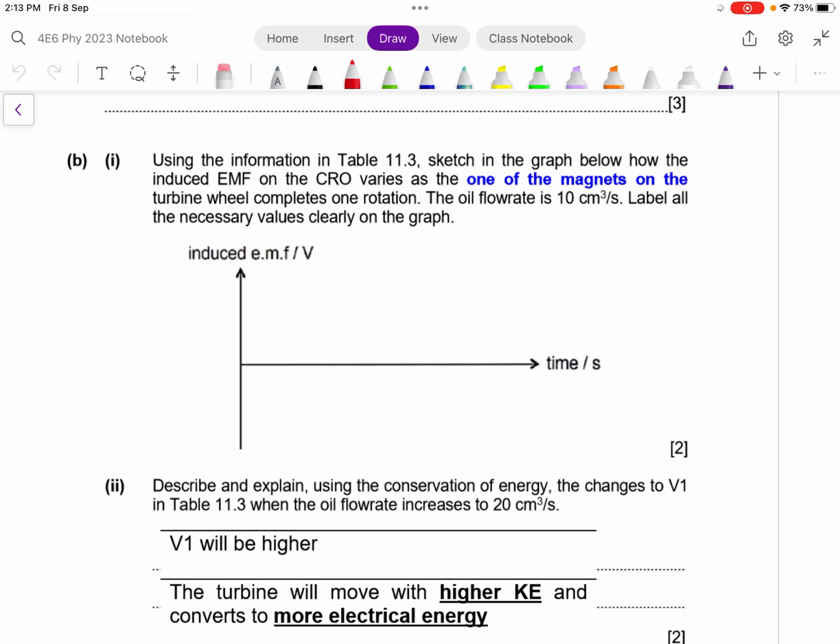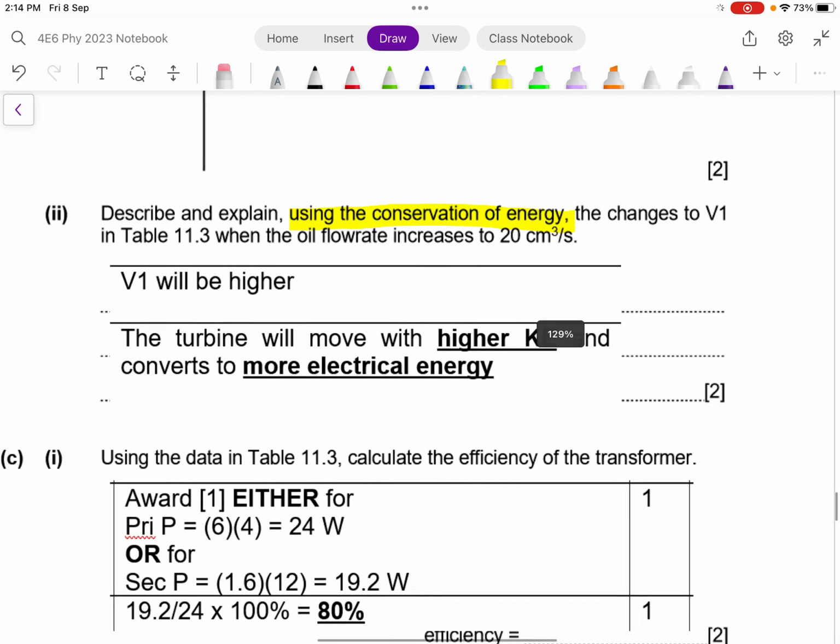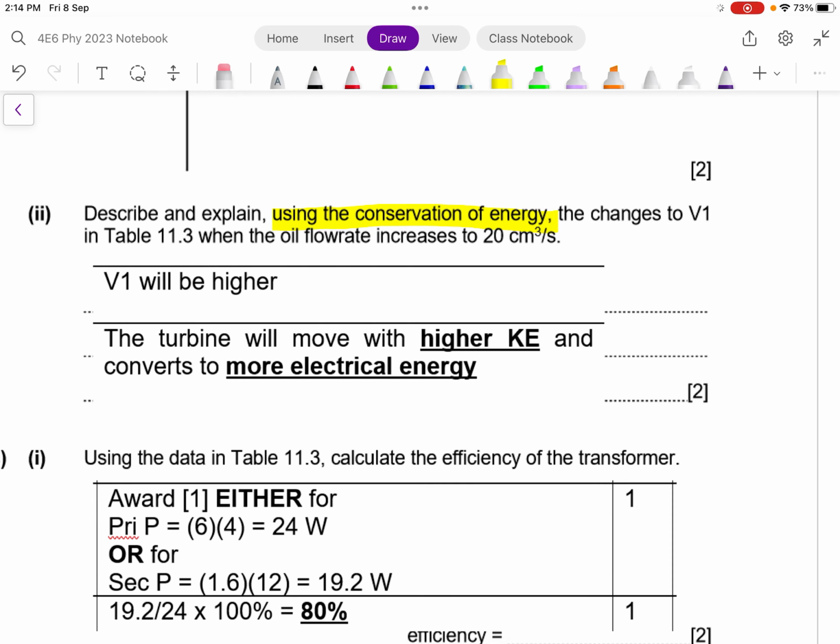I just want to spend a bit more time on part 2. We practice quite extensively on how to attempt this kind of question using conservation of energy. So down here, we don't really need to state what is the new V1. We only ask you to describe. So when the oil flows faster, then obviously you would have a greater V1 as dictated by Faraday's law. But this question requires you to use the conservation of energy angle to look at the situation.